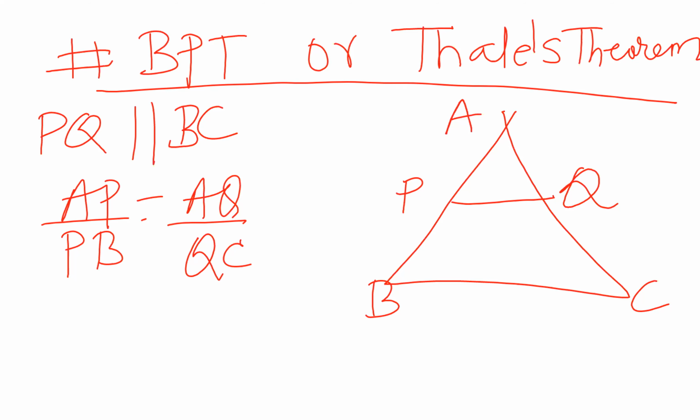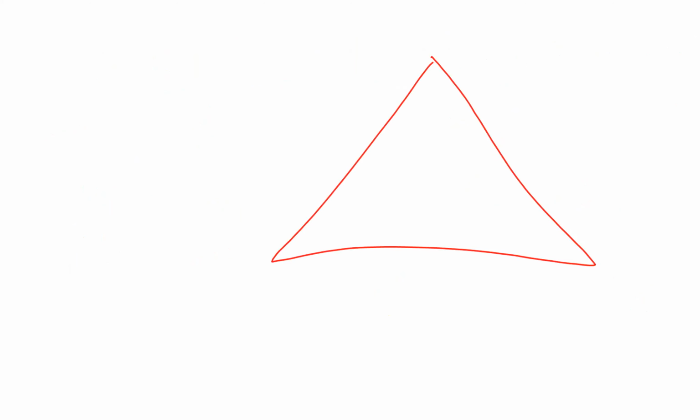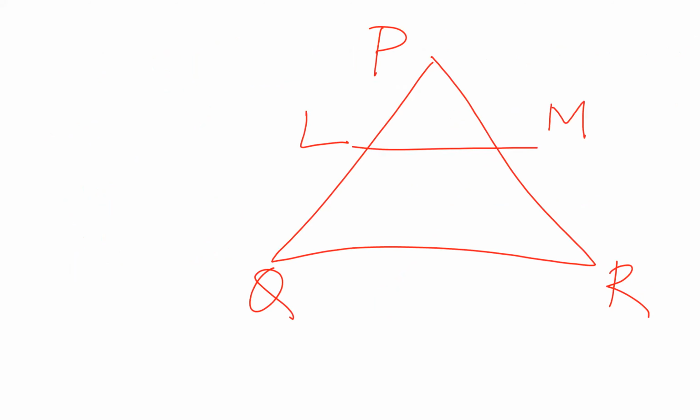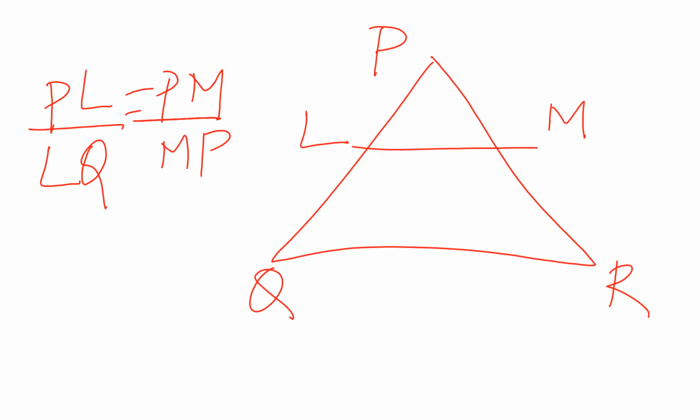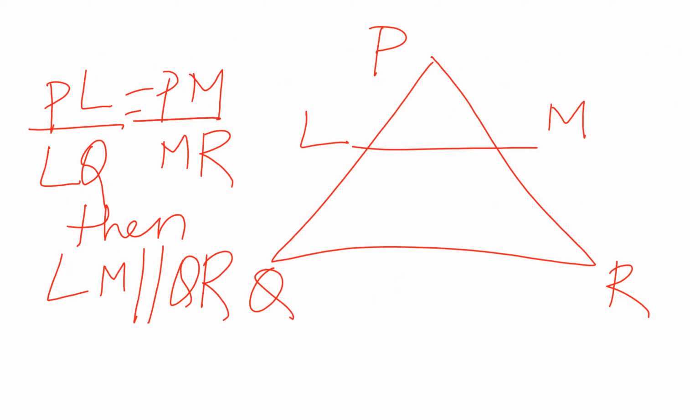And what is the converse of this basic proportionality theorem? That if the ratios are the same, then the line would be parallel. Suppose we have triangle PQR, and L and M on its sides. The converse of the basic proportionality theorem states that if PL by LQ equals PM by MR, then LM is parallel to QR.